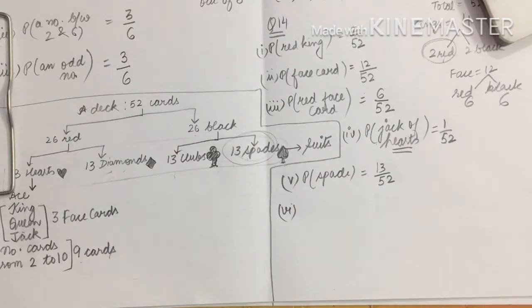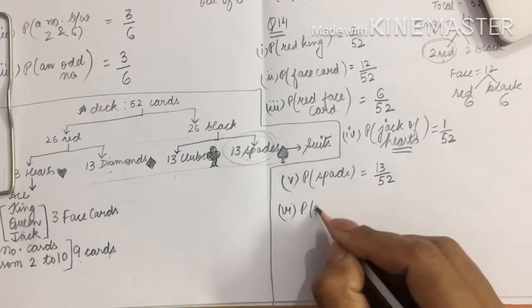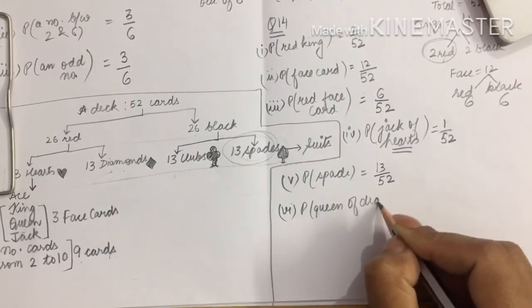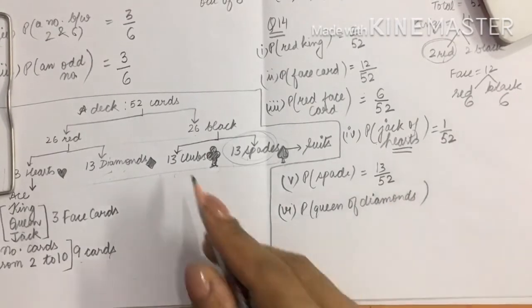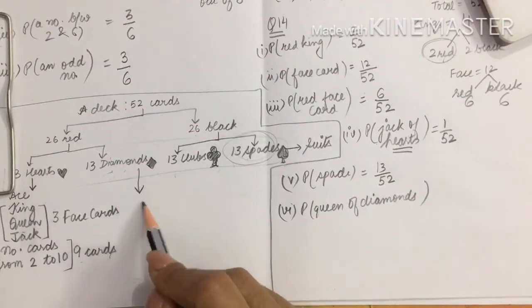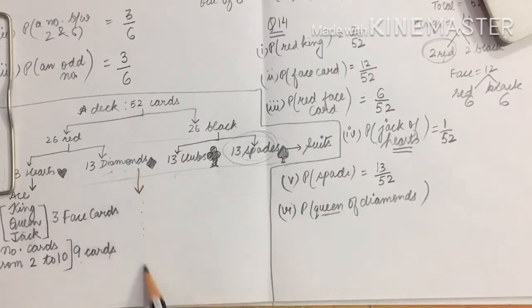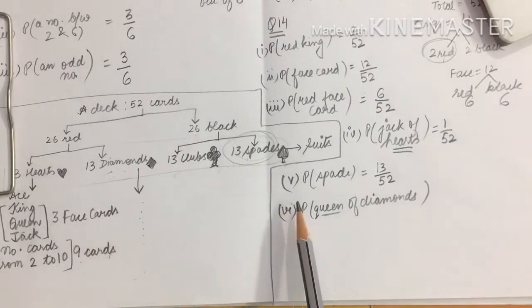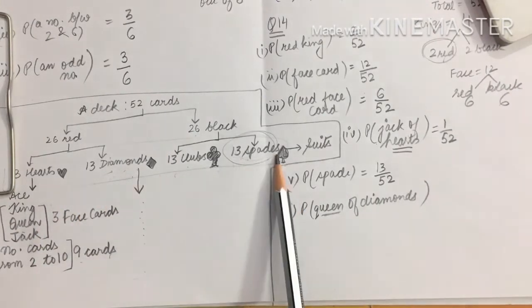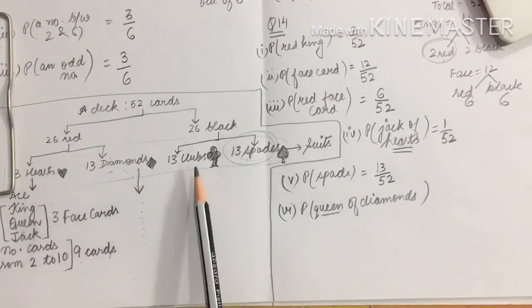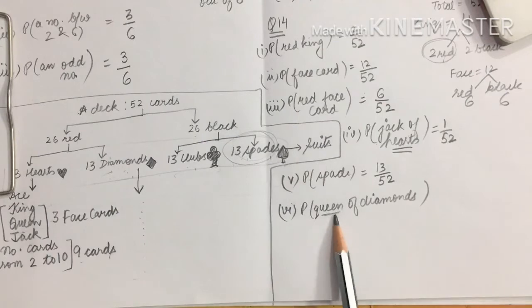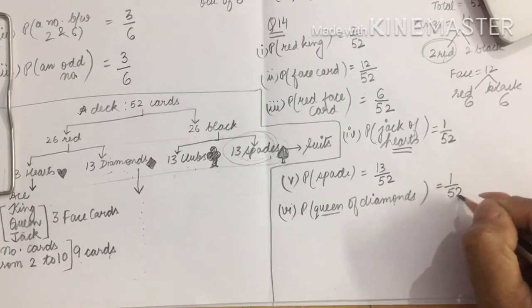Sixth part, what is the probability of getting queen of diamonds? So in the diamonds suit, if we list all the cards and we want to know how many queens are there in this suit, there will be just one queen. There are a total of 4 queens and one is present in each of the suits. One in hearts, one in diamonds, one in clubs and one in spades. So if you want to know how many queens of diamonds are there, there will be just one out of total 52 cards.